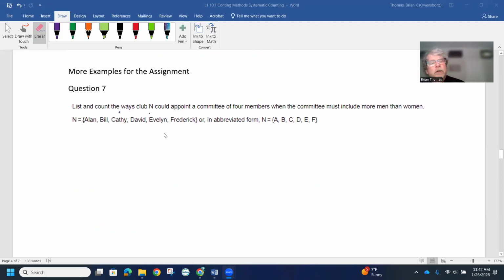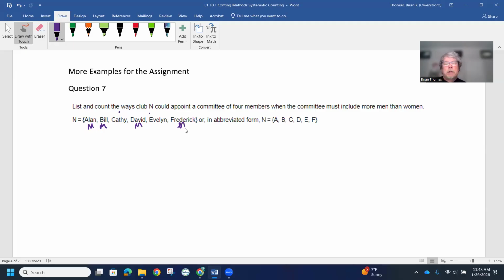So this is in your homework, example 7. Let's see if we can piece some type of logic together to solve this one. List and count the ways Club N could appoint a committee of 4 members when the committee must include more men than women. So if we look at this, we see that we have a man, a man, a man, and a man. So that's more.